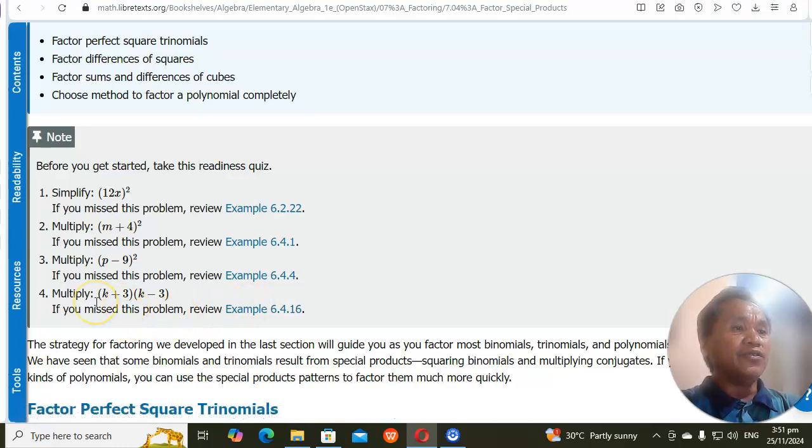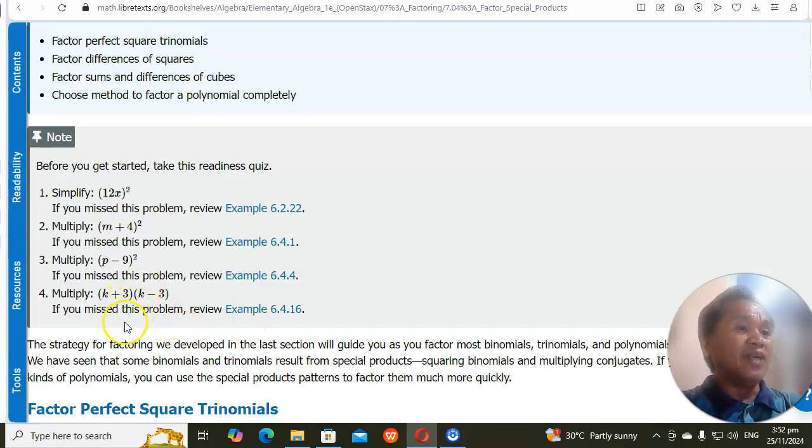Okay, so as you can notice, you will multiply k times k, you will get k squared. Then you will multiply this one, positive 3 times k, you will get positive 3k. Then you will multiply this one by this one, you will get negative. This one by this one, you will multiply positive 3k. Then you will get the product of this one and this one. Okay, you will get negative 3k.